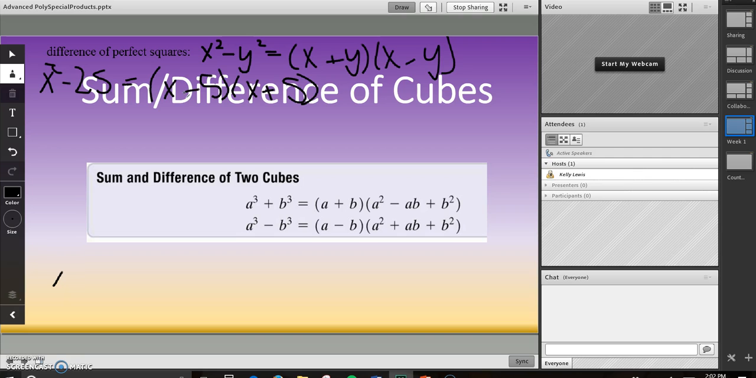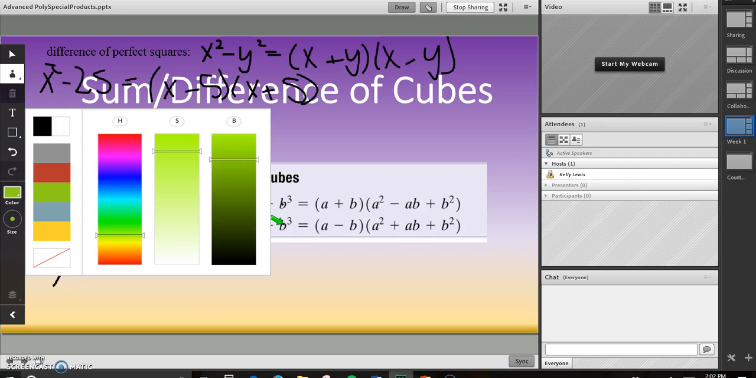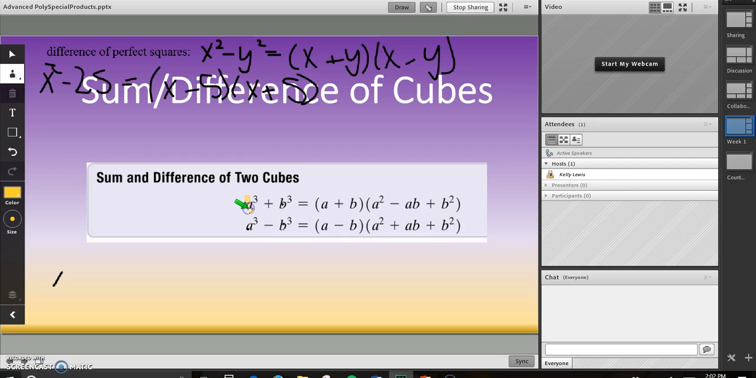And so you learned that. Right now, we're going to do the sum or difference of two cubes. This one uses an a and a b. There's another version, if you Google it, that uses an x and a y. I just want you to think of it as the first number versus the second number. I also don't want you to memorize this. I'm going to give you this formula.